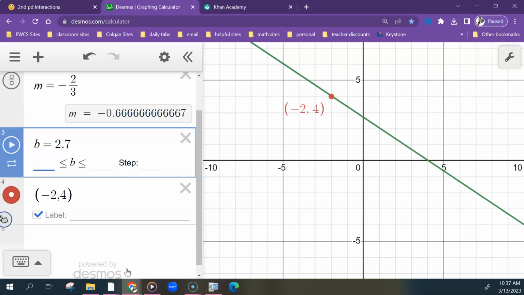But if you started at this point and then used your slope to go down 2 and right 3, that would also work. So either or. Just make sure you have that line graphed. What questions do we have on this so far?